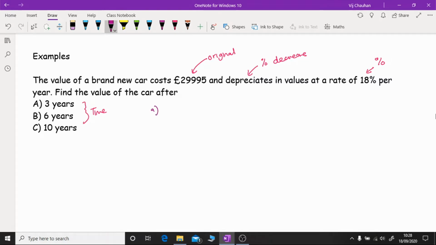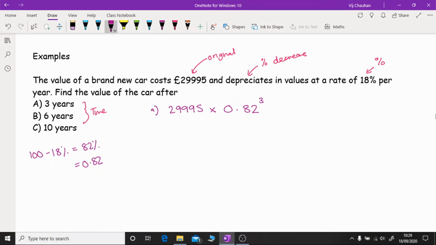If I start with A, our starting amount is 29995 times. Now with this, we're starting with 100% and we're decreasing by 18%, which leaves us with 82%. That as a decimal is 0.82. So here my decimal multiplier after the percentage decrease is going to be 0.82. Now the time for question A is 3. So what we're going to be doing is 29995 times 0.82 to the power of 3.